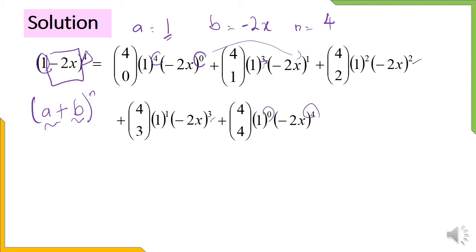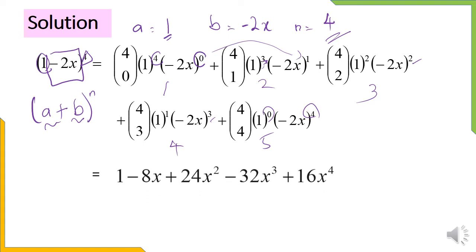So count the number of terms here. Because we have n equal to 4, the number of terms should be 5. So 1, 2, 3, 4, 5. So we have completed the terms here. Now simplify everything. We should have the result equal to 1 minus 8x plus 24x squared minus 32x cubed plus 16x to the power of 4. Don't forget to simplify every term.